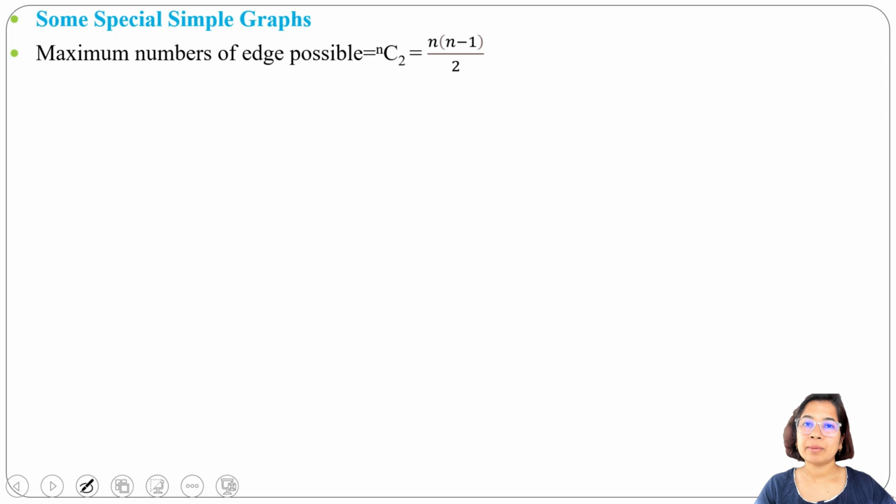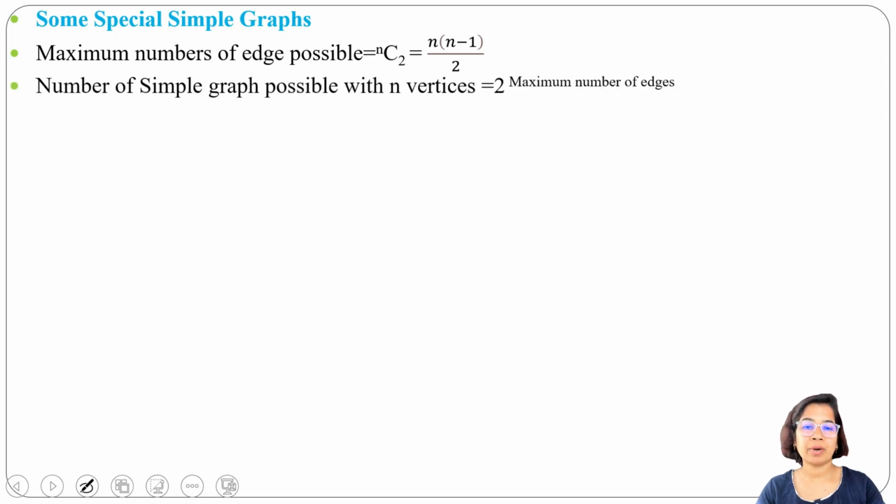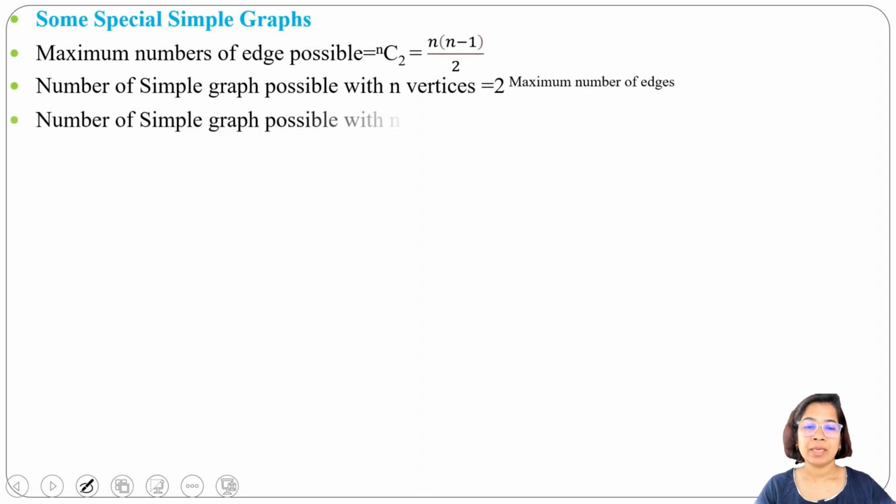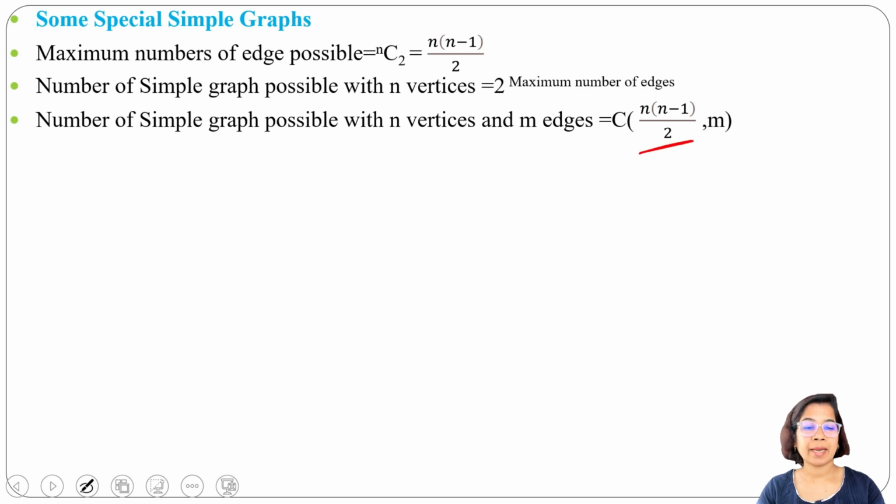And the maximum number of simple graphs possible with n vertices equals 2 power the number of edges, or we can say 2 power n into (n minus 1) divided by 2. If the number of edges is given, suppose it is m, then the number of simple graphs possible equals C of [n into (n minus 1) divided by 2], m. Here n(n-1)/2 is the maximum number of edges, and m is the given edges. We'll use all these formulas in examples.